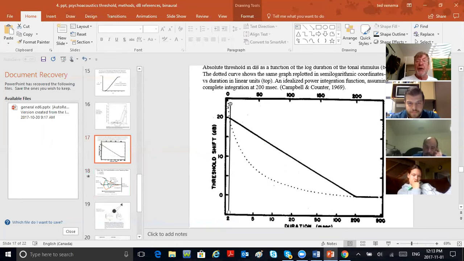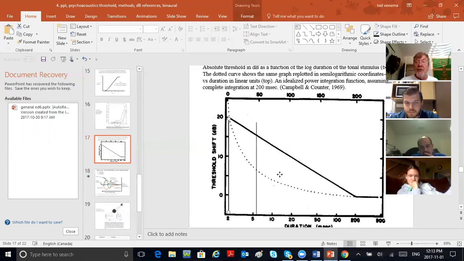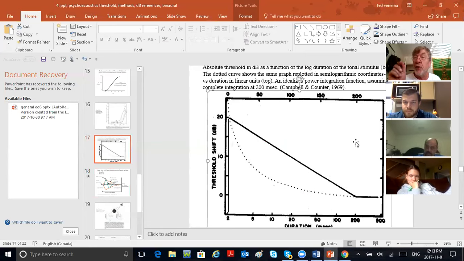Your threshold is going to be about 20 dB. If I present the tone for 20 milliseconds, your threshold is going to be, grab that line again. Where is that line? Oh, I lost it in here. Okay, your threshold is going to be around 10, right here. Okay, when I present the tone for, whoa, don't move the whole picture, Ted. If I present the tone for 200 milliseconds, now your threshold is down to zero. Okay, only then is your threshold all the way down to zero. So that's all temporal integration means: be nice, play the tone longer. Okay, that's all I mean there. Next.